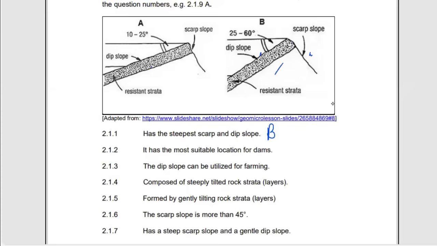Then, yes, the most suitable locations for dams. Dams are most suitable where we have steeper, hard and resistant rock. We can have them at B. The dip slope can be utilized for farming. The dip slope here, where it's gentle, that is where we can use it for farming. It's A. Then composed of steeply tilted rocks. Steeply tilted is B. Formed by gently tilting rocks. Gently tilting is A. The scarp slope is more than 45. I think you can see there it's B.